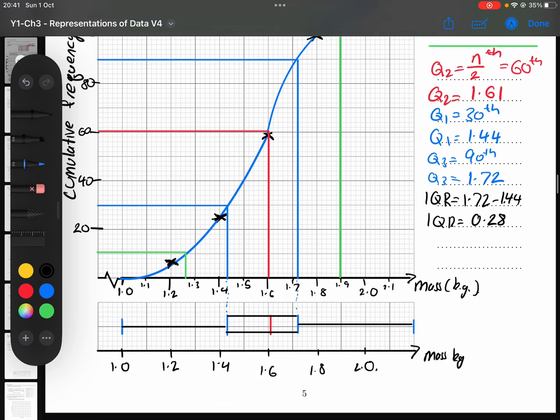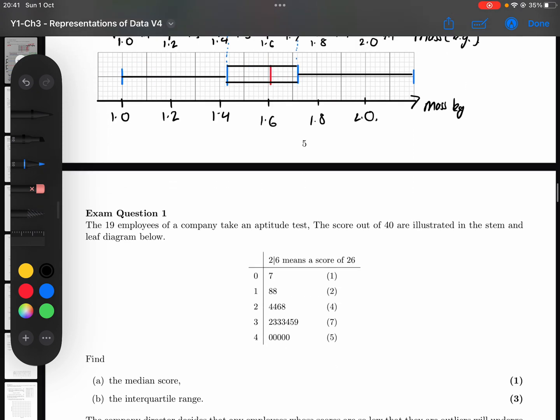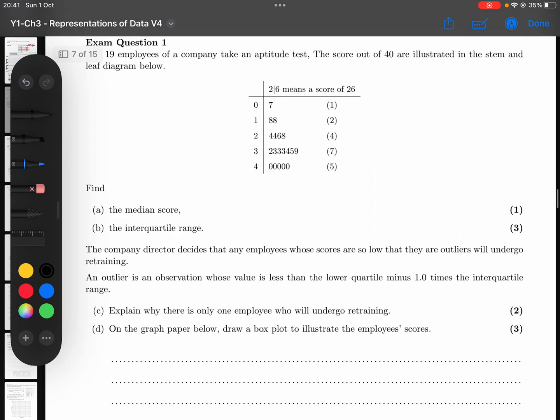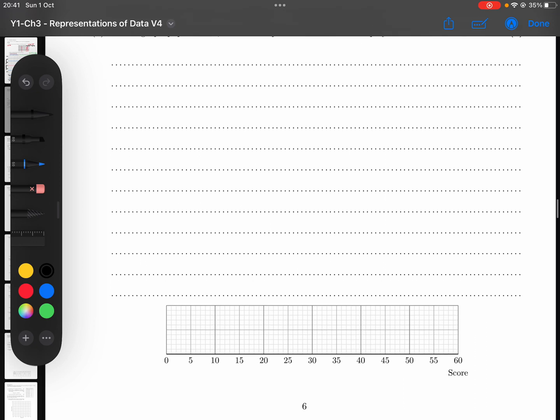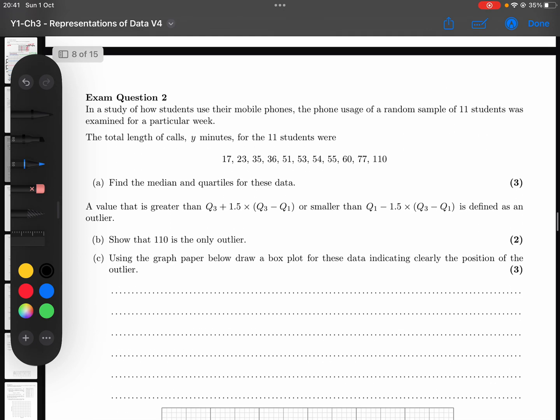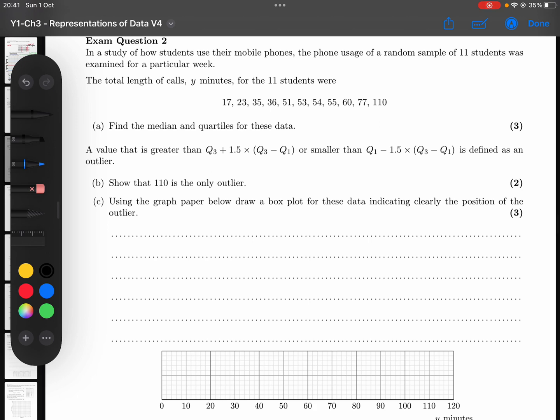We're now at the stage in the booklet where there are some exam questions for you to practice. I'm going to leave these blank and we'll have a look at the answers in class. Exam question 2 as well, I would like you to have a go at. And I'm going to stop the video here.